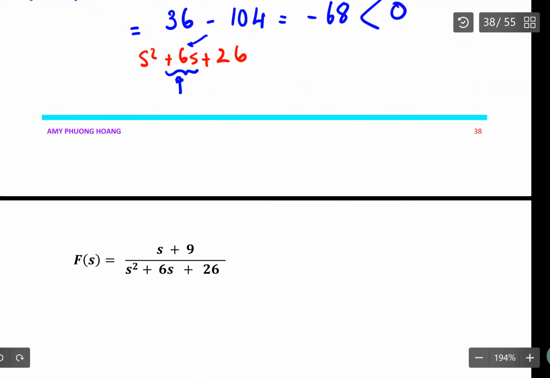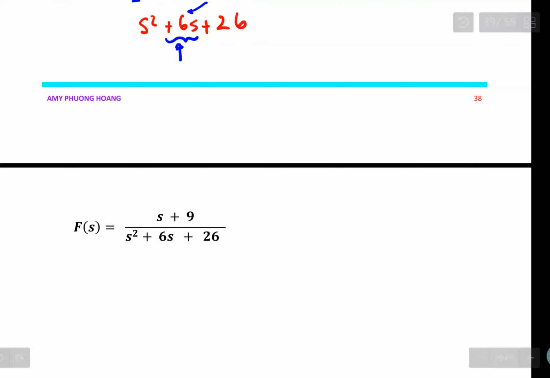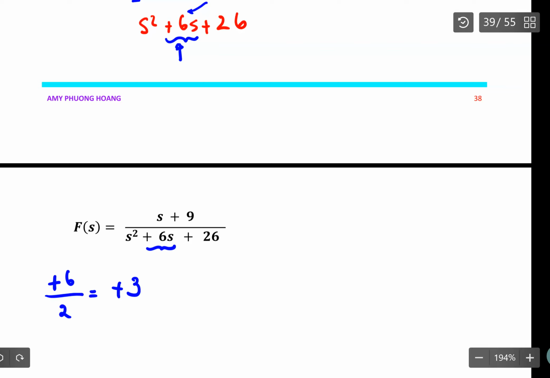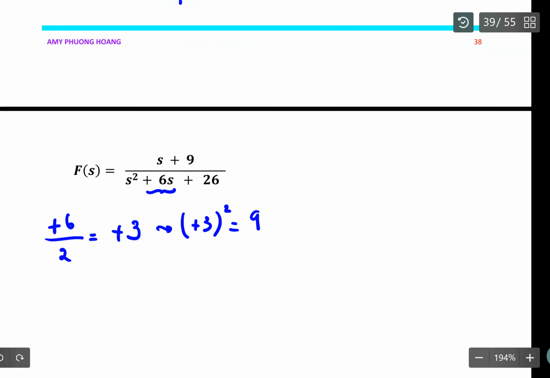Alright, so let's start on the next page. So for positive 6s, I will pick the coefficient 6, I divide it by 2, I should get positive 3, and then I will square this positive 3, I get 9. So I need to add 9 to this expression. At the same time, I must subtract 9 plus 26.